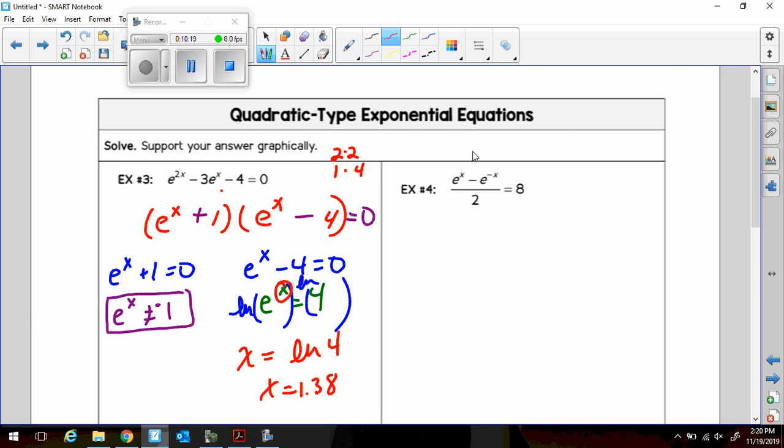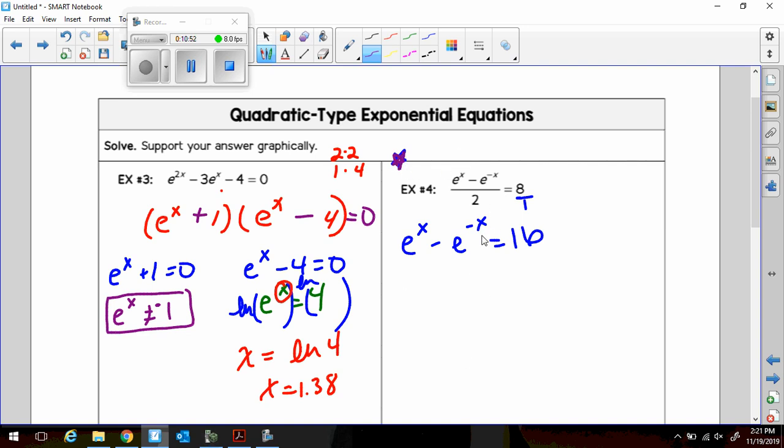Well, let's keep going. This one, in order to solve this, I need to first get rid of this denominator. So I'm going to multiply both sides by 2, or cross multiply, same thing. So I get e to the x minus e to the negative x equals 16. So this is really cool. I want you to put a star by this because this might be a test question, and you might not know how to do it unless you saw me do this.